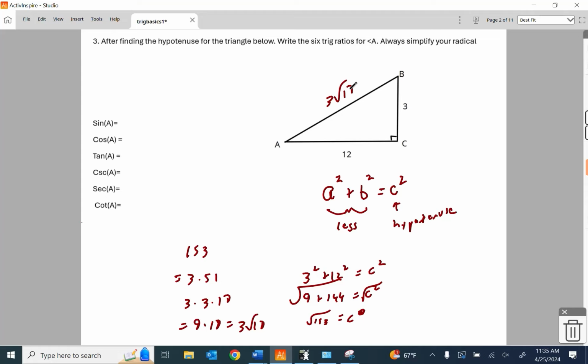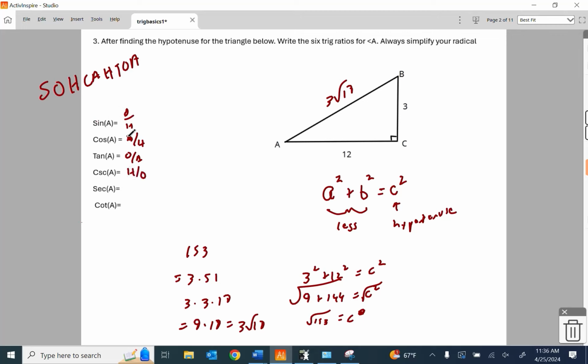Alright, now for my ratios. Most people use the acronym SOHCAHTOA. That's what most people do. So sine is opposite over hypotenuse. Cosine is adjacent over hypotenuse. Tangent is opposite over adjacent. Cosecant is the reciprocal. Sine says O, cosecant is a ho.